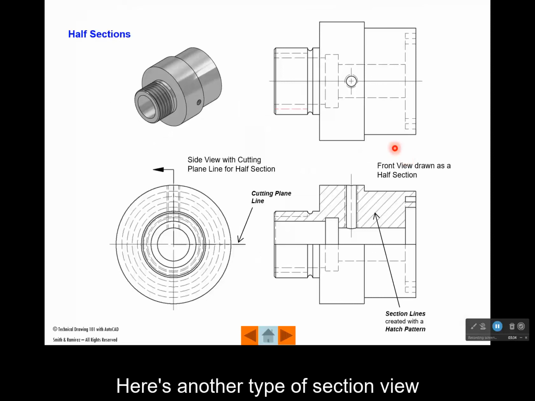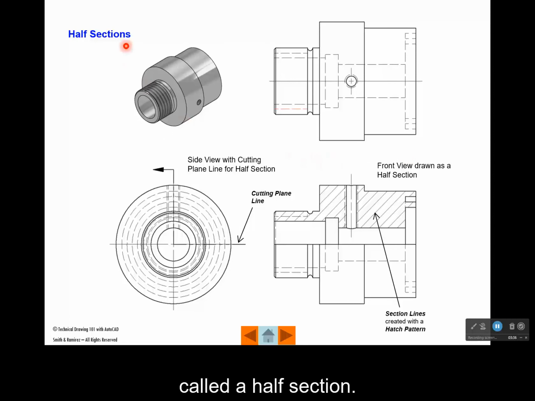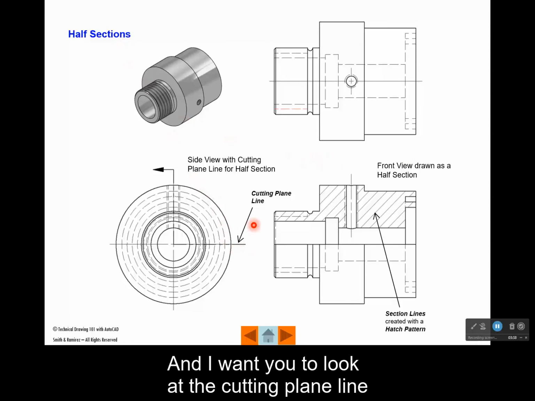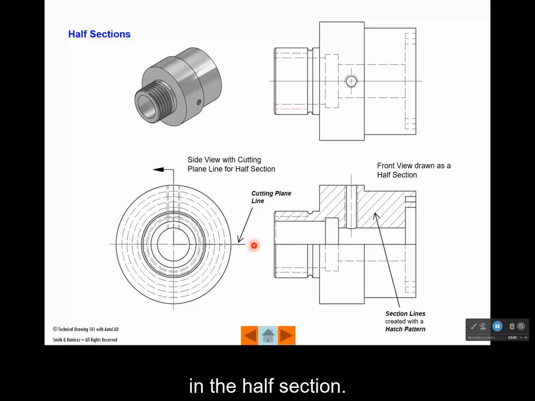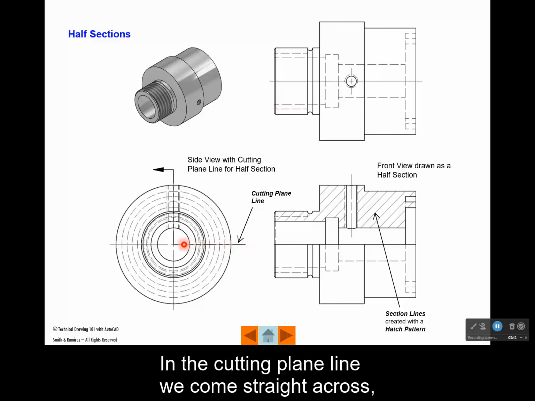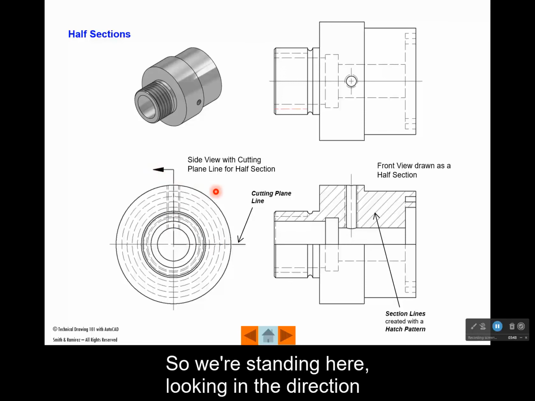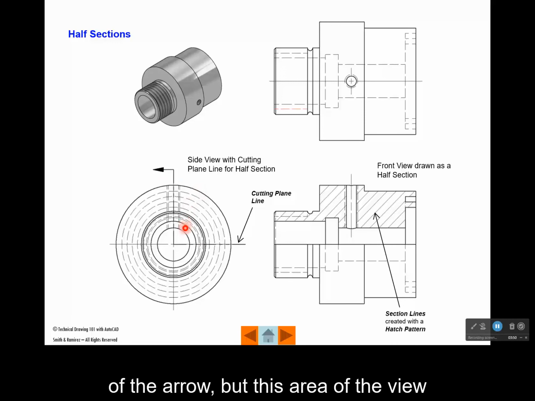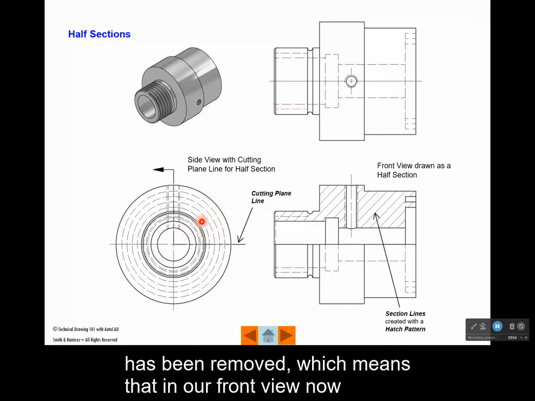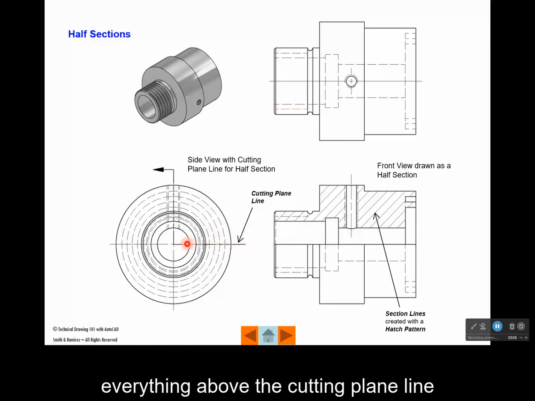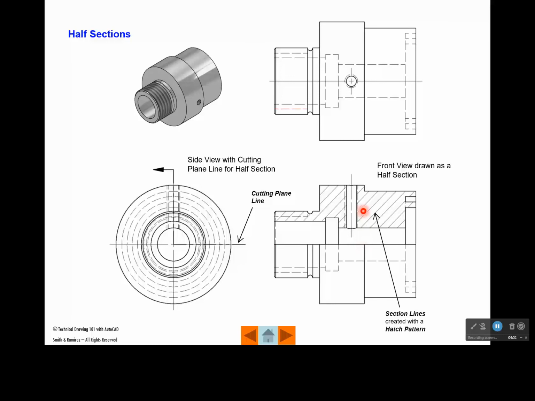Here's another type of section view called a half section, and I want you to look at the cutting plane line in the half section. In the cutting plane line, we come straight across, go straight up, and then here's the direction of the arrow. So we're standing here looking in the direction of the arrow, but this area of the view has been removed, which means that in our front view now, everything above the cutting plane line is a section view.